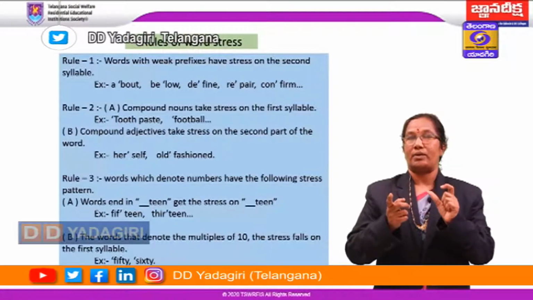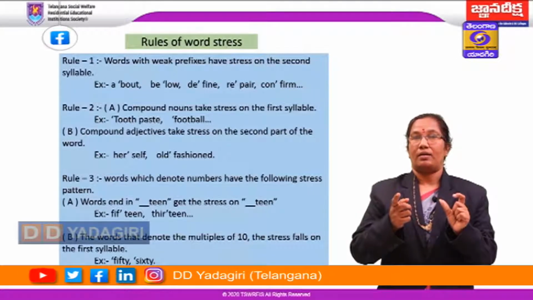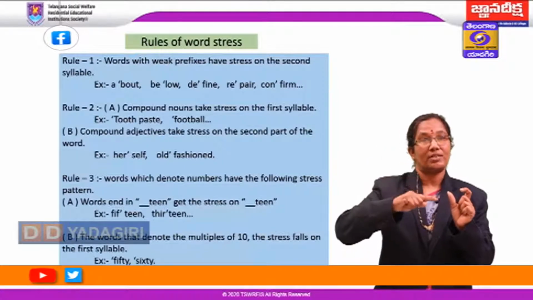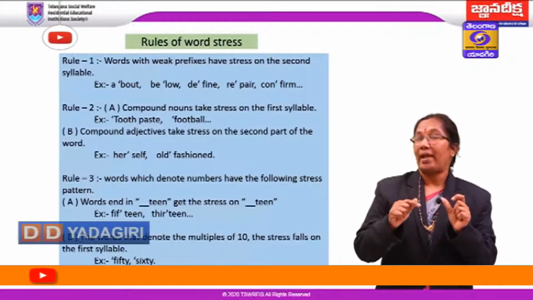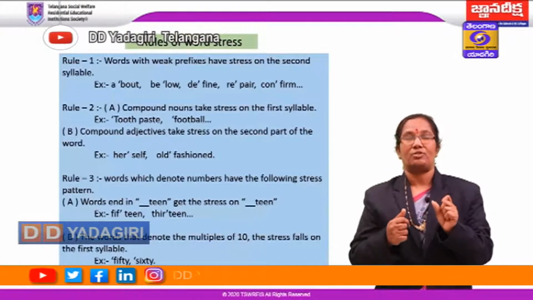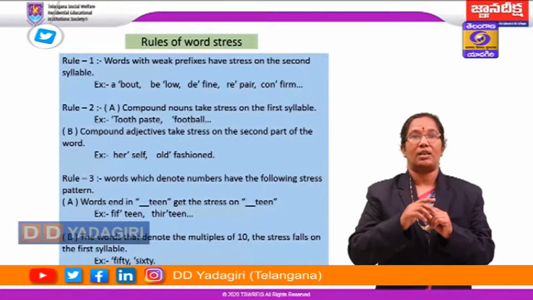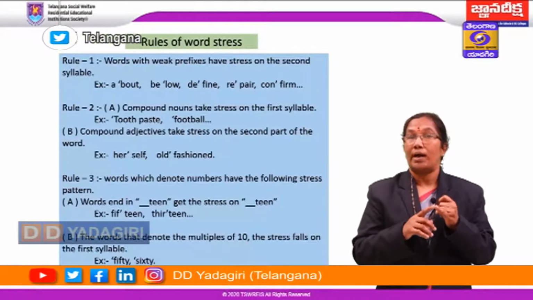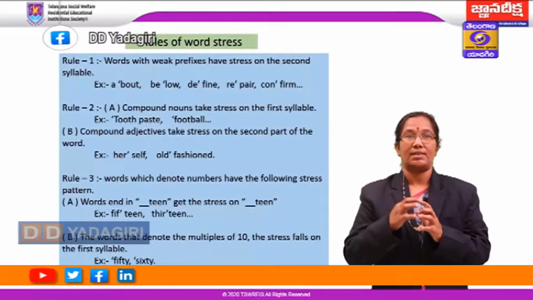Look at the third example. Define. Here de is a weak prefix, so the stress moves to the second syllable. Repair. Where do you hear the stress? On the second syllable. Yes, good. Confirm. Again, on the second syllable, we have the stress. So, what is Rule 1? Words with weak prefixes have stress on the second syllable.